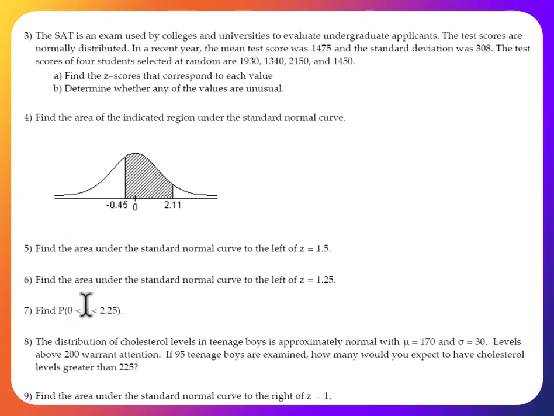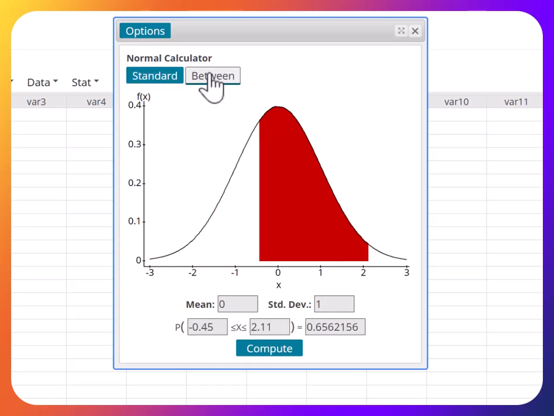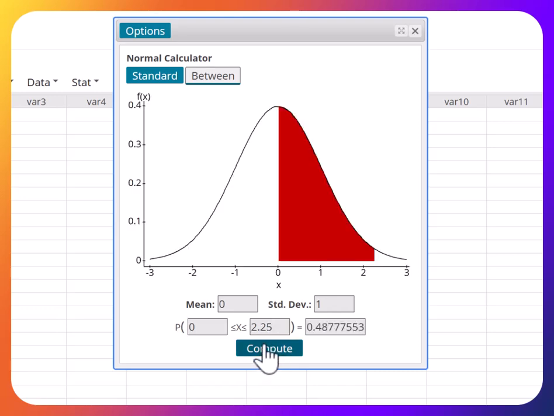Number 7, find the probability of z between 0 and 2.25. It's very much the same as number 4, but I'm going to do it. So let me show you. Just go between and change it to 0 and 2.25. Hit compute, and here is the area. Not only does it give you the answer, but it changed the region as well.